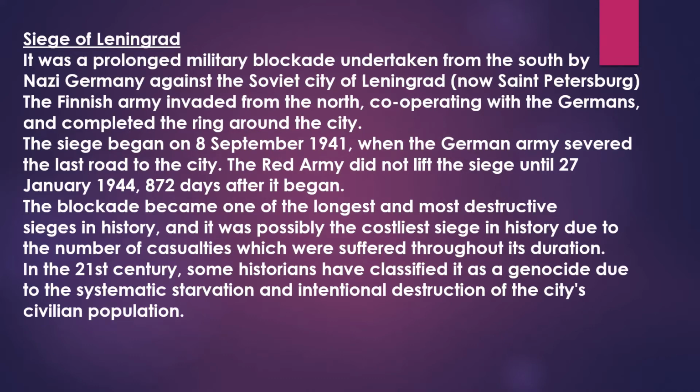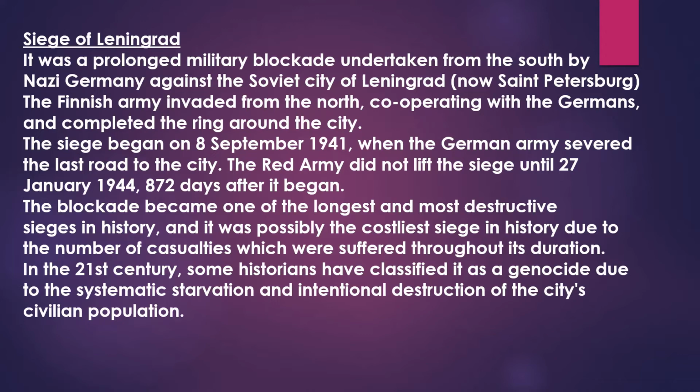The siege of Leningrad was a prolonged military blockade undertaken from the south by Nazi Germany against the Soviet city of Leningrad, which is now called St. Petersburg. The Finnish army invaded from the north, cooperating with the Germans, and completed the ring around the city. The siege began on 8 September 1941, when the German army severed the last road to the city.